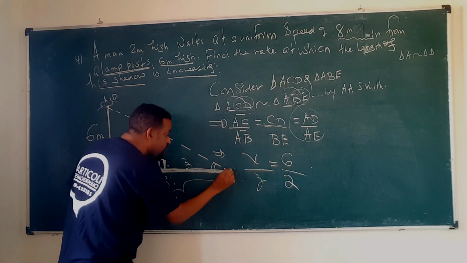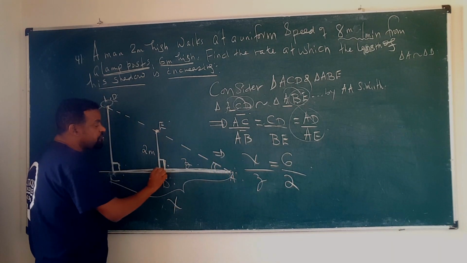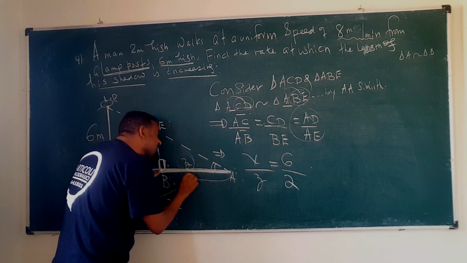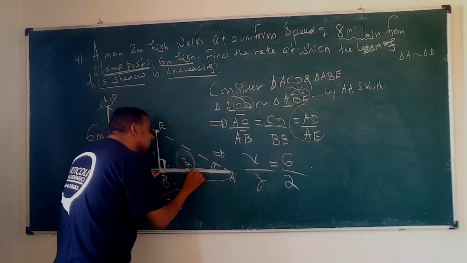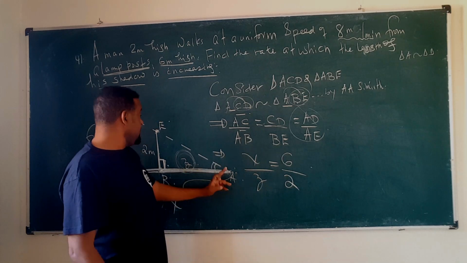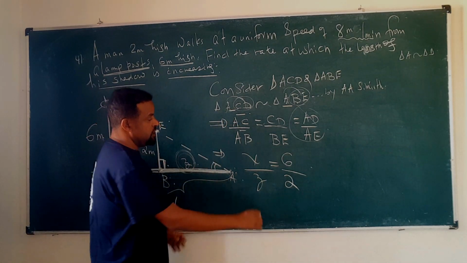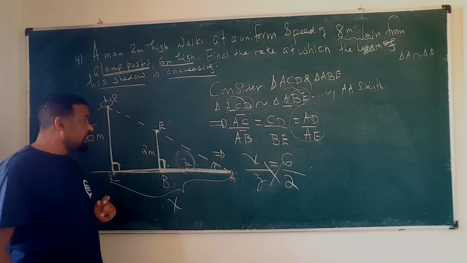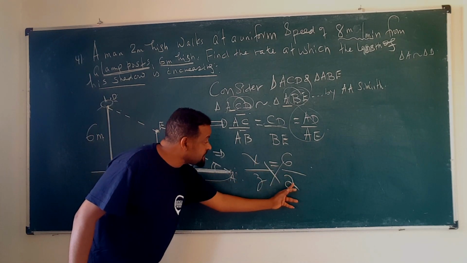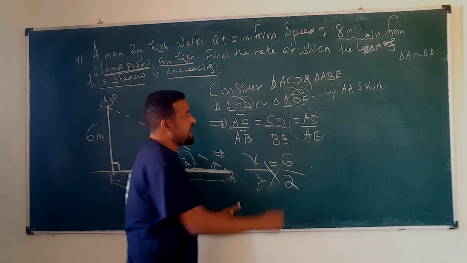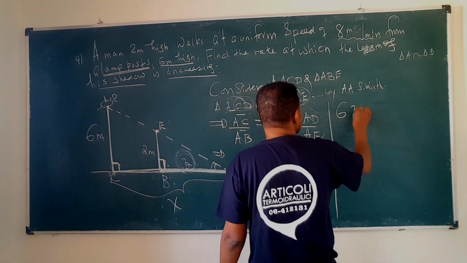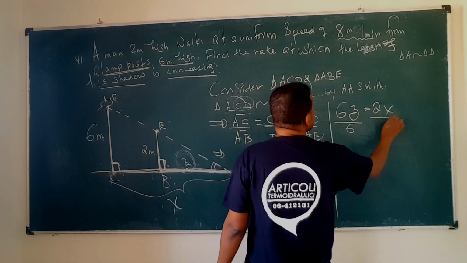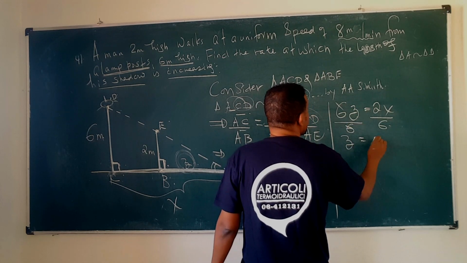We also need z. Why? Because the shadow of the man is here, so to find at what rate the shadow increases, we need z. For the time being we leave AE and AD because we don't need them. Now let's cross multiply. The shadow is here and the uniform speed is here, so x times z times 6 is equal to 2 times x. So what did we get? 6z is equal to x times 2, which is 2x. So to get z you divide by 6.